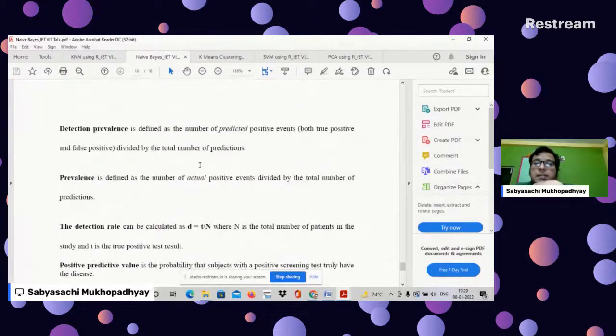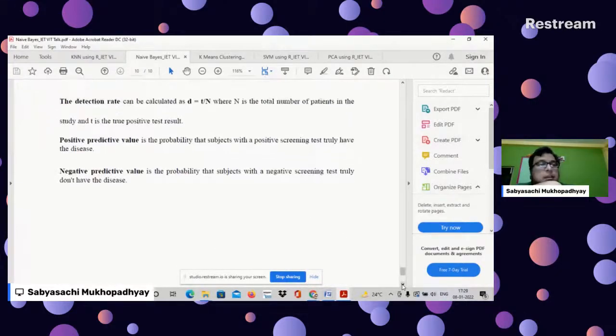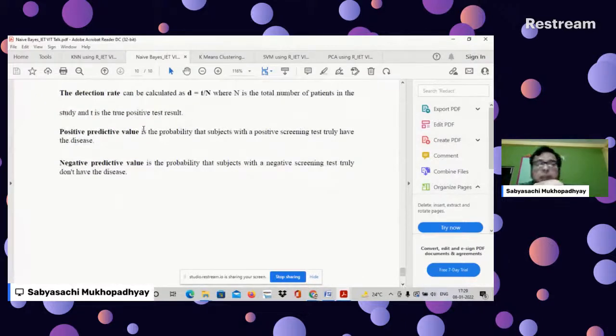The detection prevalence is the number of predicted positive cases divided by the total number of predictions. Detection rate means T divided by N, where T is the true positive result and N is the total number of patients. What is the positive predictive value? It is the probability that a subject with a positive screening test truly has the disease. What is the negative predictive value? That would be the probability that a subject with a negative screening test does not have the disease.